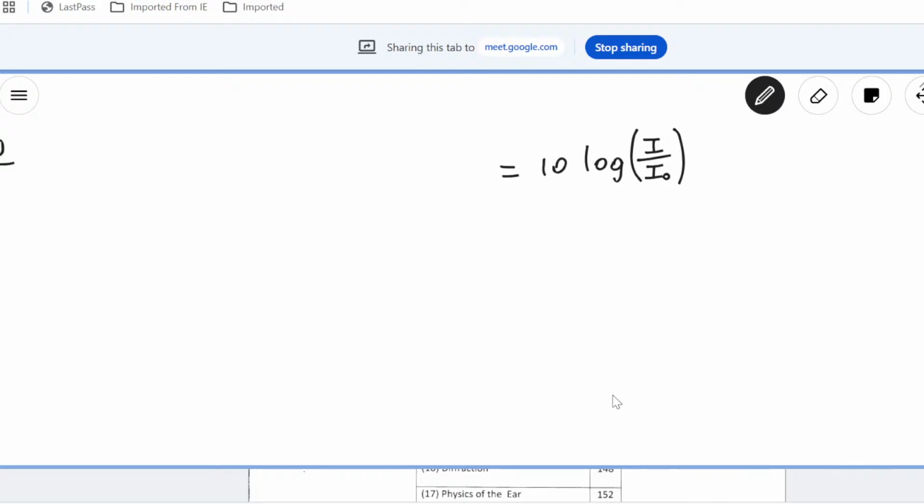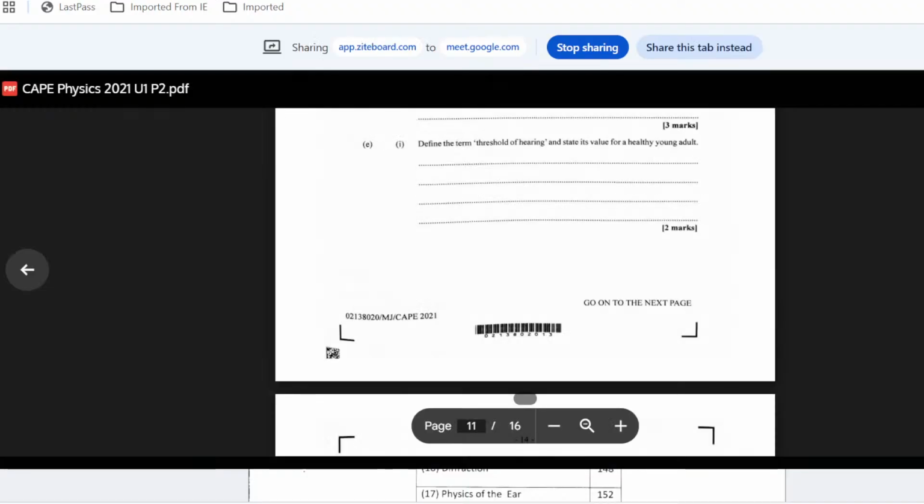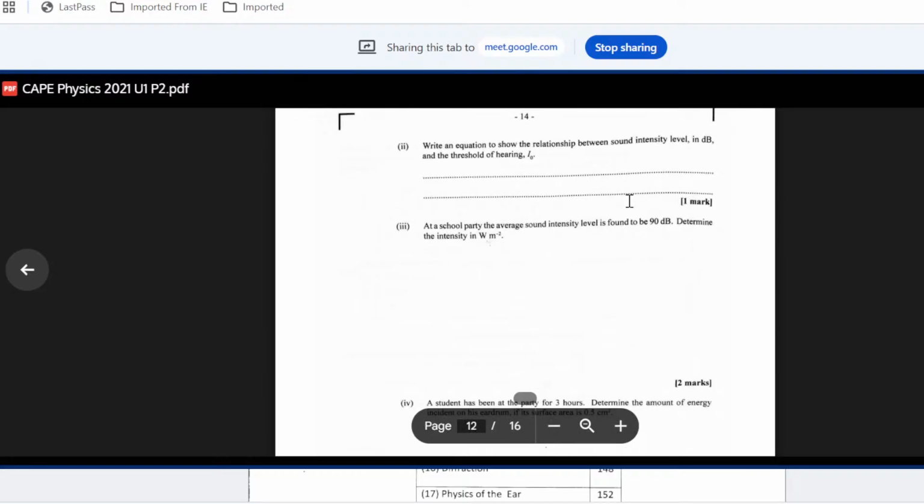So can you repeat what that is? What are we answering? Oh, sorry, right, because I didn't show you the question. Write an equation to show the relationship between sound intensity in dB and threshold of hearing, I naught. So that's what we're answering.